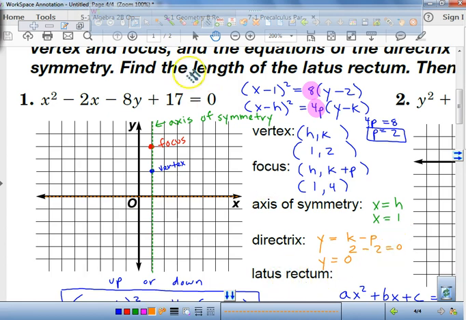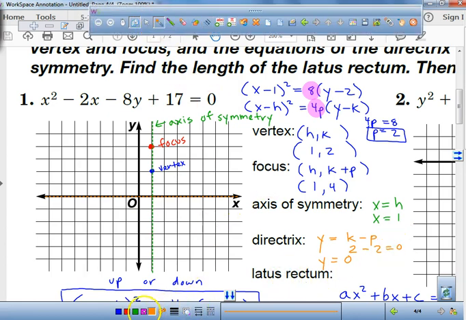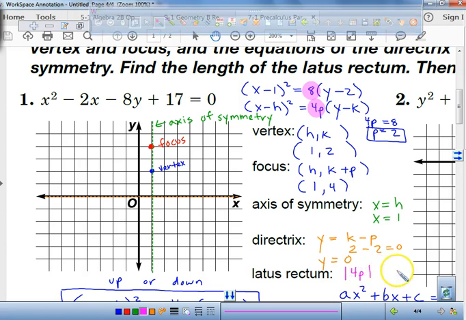Latus rectum. Does anybody know what the latus rectum is always equal to? That's right, the latus rectum is always equal to the absolute value of 4p. What is our p value equal to? 2. So what's 4 times 2? 8. So what's the absolute value of 8? 8. So what's the distance of our latus rectum? 8 units.